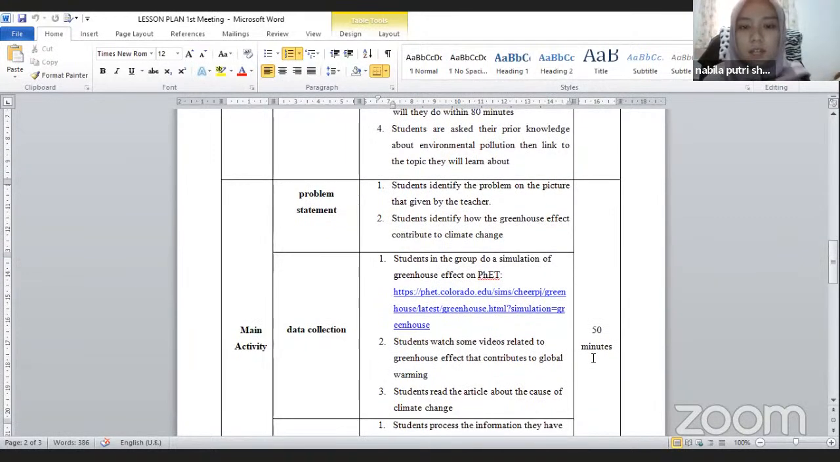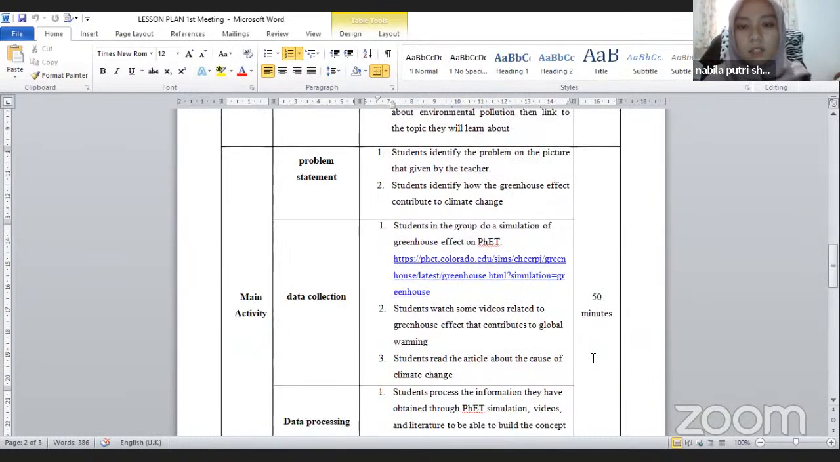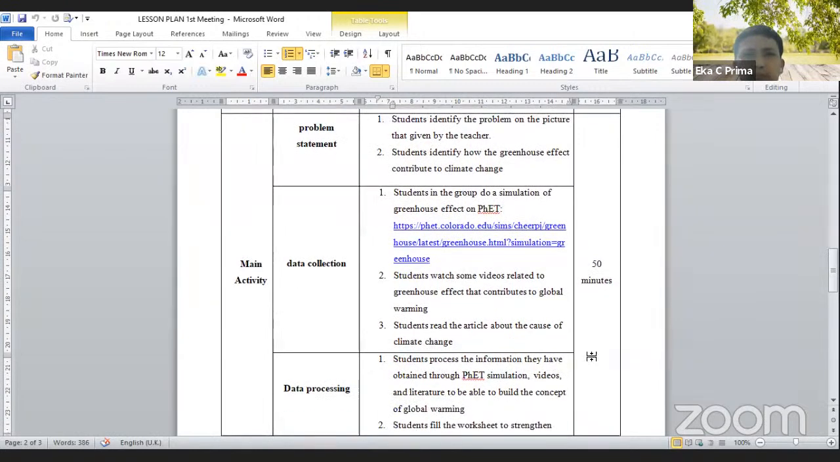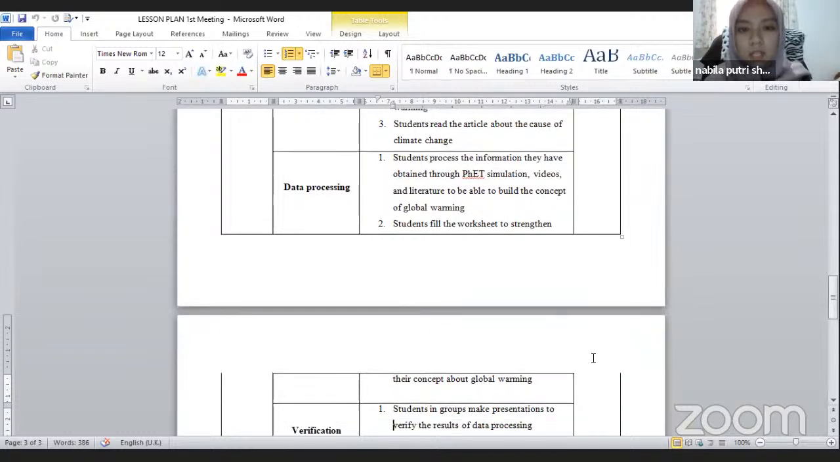After that, students watch some videos related to the greenhouse effect that can contribute to global warming. Then students read an article about the causes of climate change. The next stage is data processing. Students process the information they have obtained through the PET simulation, videos, and literature to build the concept of global warming, and they fill in the worksheet to strengthen their concept of global warming.